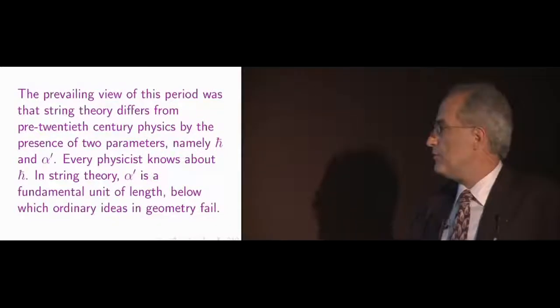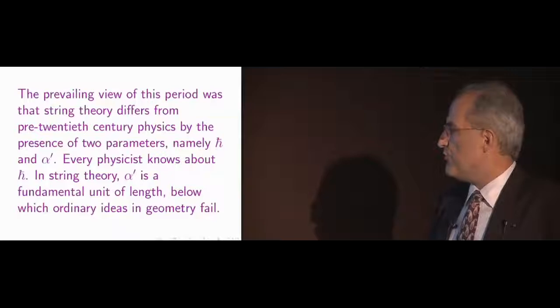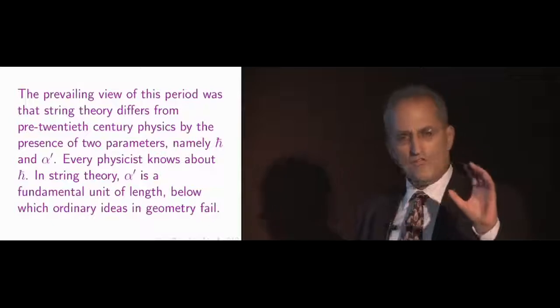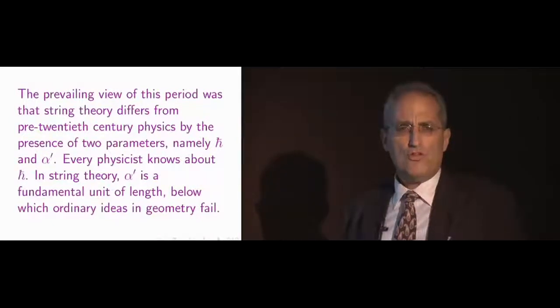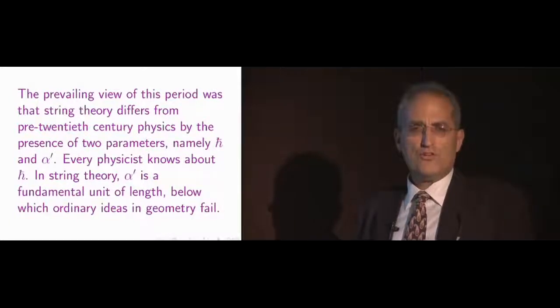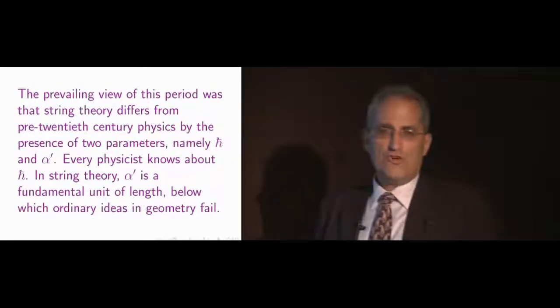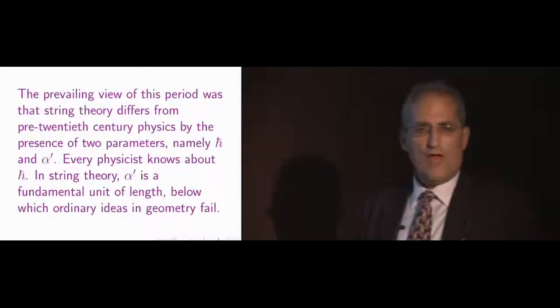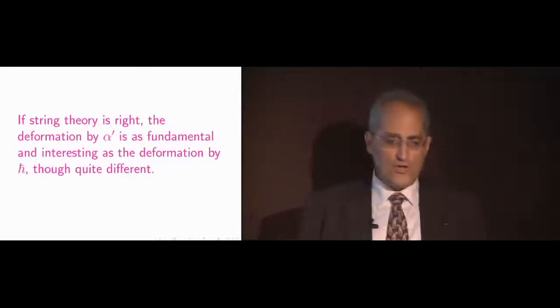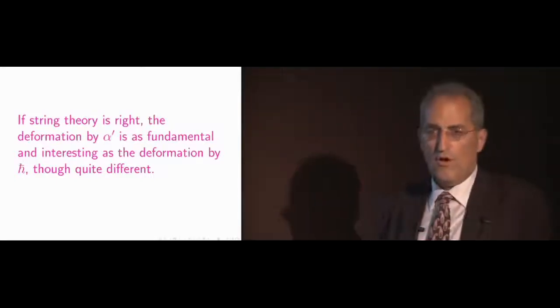In string theory, alpha prime is a fundamental unit of length, below which ordinary ideas in geometry fail. So the concept of a space-time event makes sense if you don't look too closely, but if you look within a precision of alpha prime, you get trouble. Just like the concept of a point in classical phase space makes sense if you don't look too closely, but if you look within an area h bar, you get into trouble. So alpha prime more or less does to space-time what h bar does to classical phase space. So if string theory is right, the two kinds of deformations are equally important and significant, although they're very different.